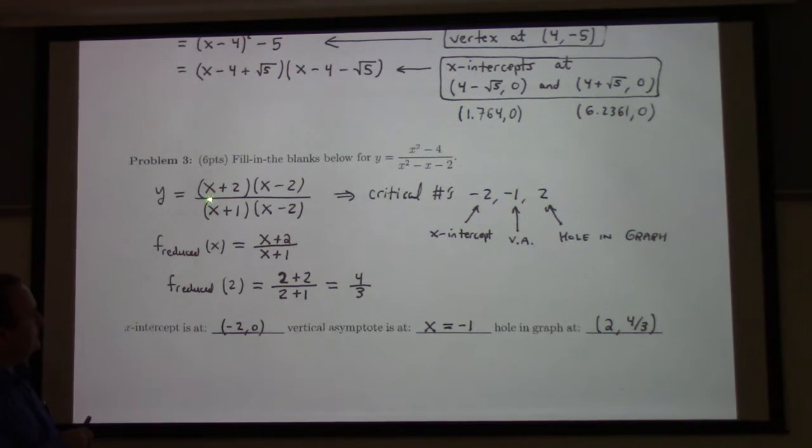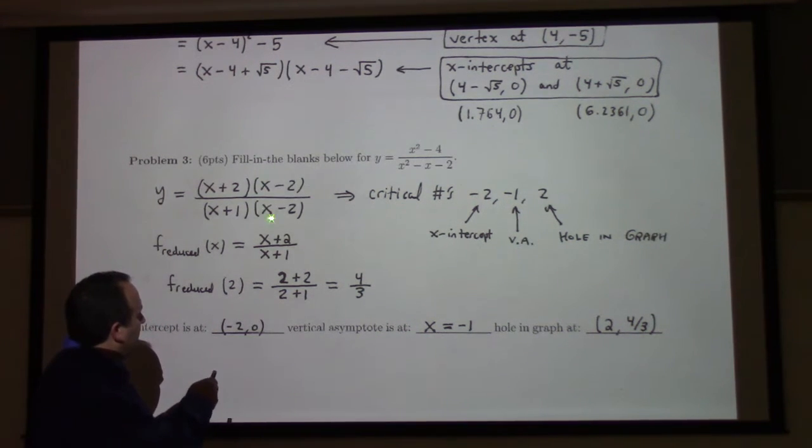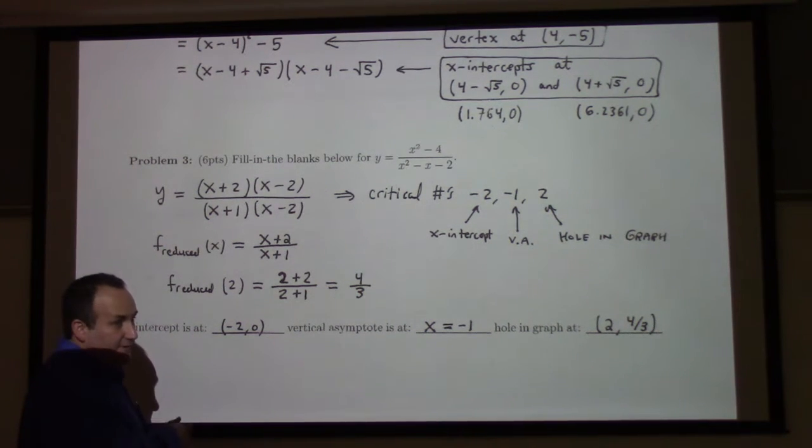So here, -2 makes the numerator 0, 2 makes the numerator 0, -1 makes the denominator 0, and 2 also makes the denominator 0. So the number 2 is really different in its nature than the other two numbers, right? This 2, it's x minus 2 above and below, right? So that makes 2 a place where there's going to be a hole in the graph, all right?